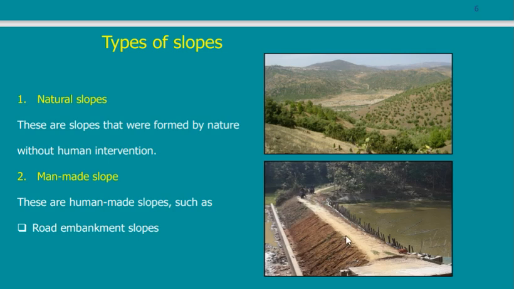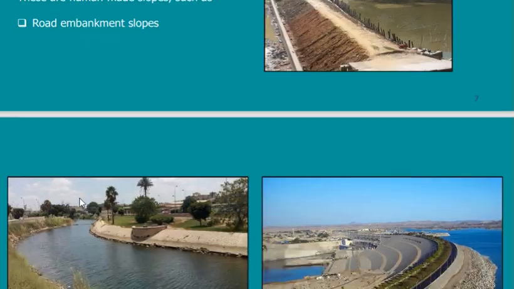They use this slope to help in collecting water behind the slope, and maybe constructing a road on top of it. So it is something like a small dike to use for storing water, and use the top of it as a road. So this is a man-made slope.